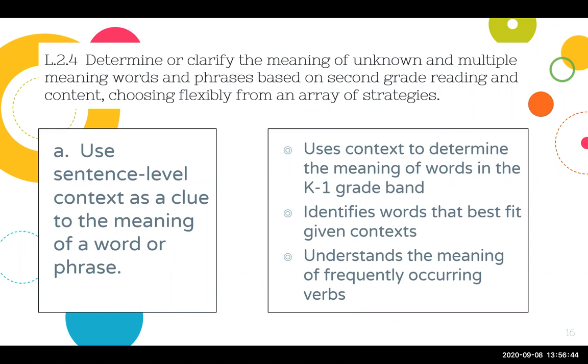The teacher would see that for substrand A, which has to do with using sentence level context to determine the meaning of a word or phrase, John was able to demonstrate his skills at a K1 grade band level. So this is the level that the teacher would want to provide activities for. The teacher would want to select activities that John can complete independently using K1 band words, and then build him up to working with words within his own grade level band.